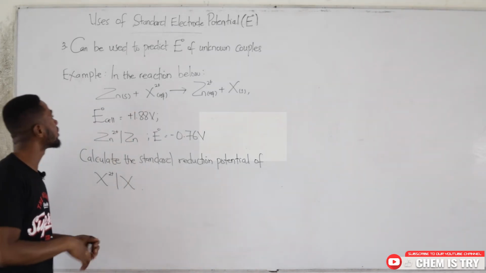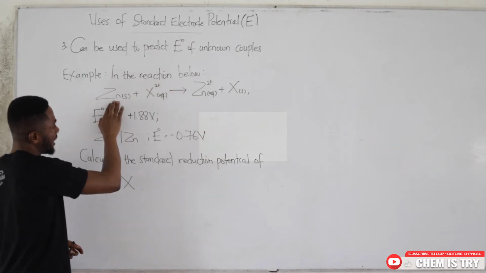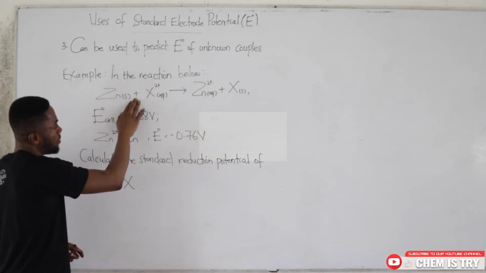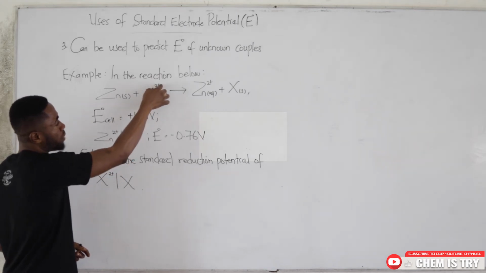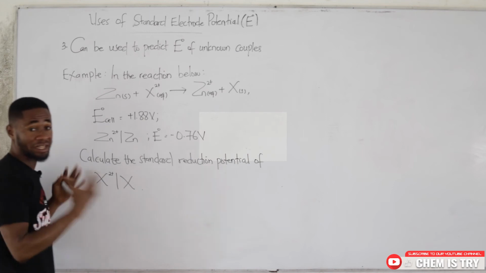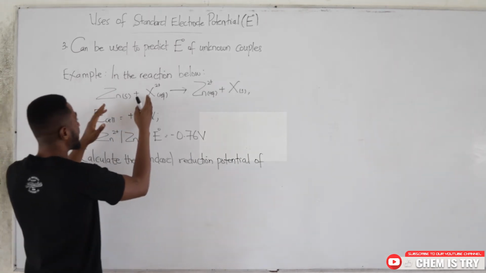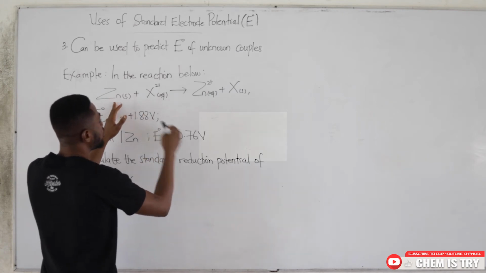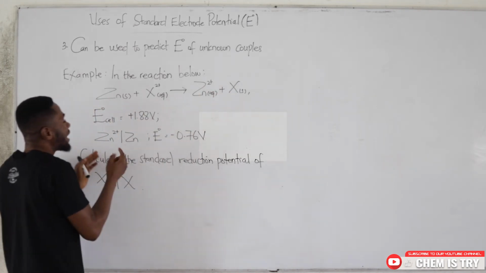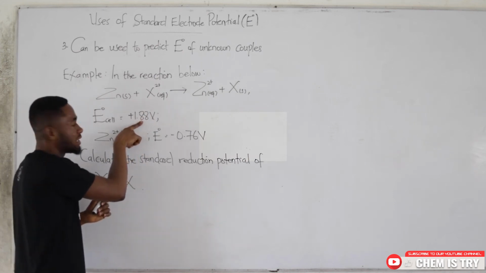This is what we mean. In this example, we have a reaction below. Zinc combining with X 2 plus to form zinc 2 plus plus X. That is our reaction. And when we connected the zinc half cell to the X half cell, we had a total EMF of positive 1.88 volts.